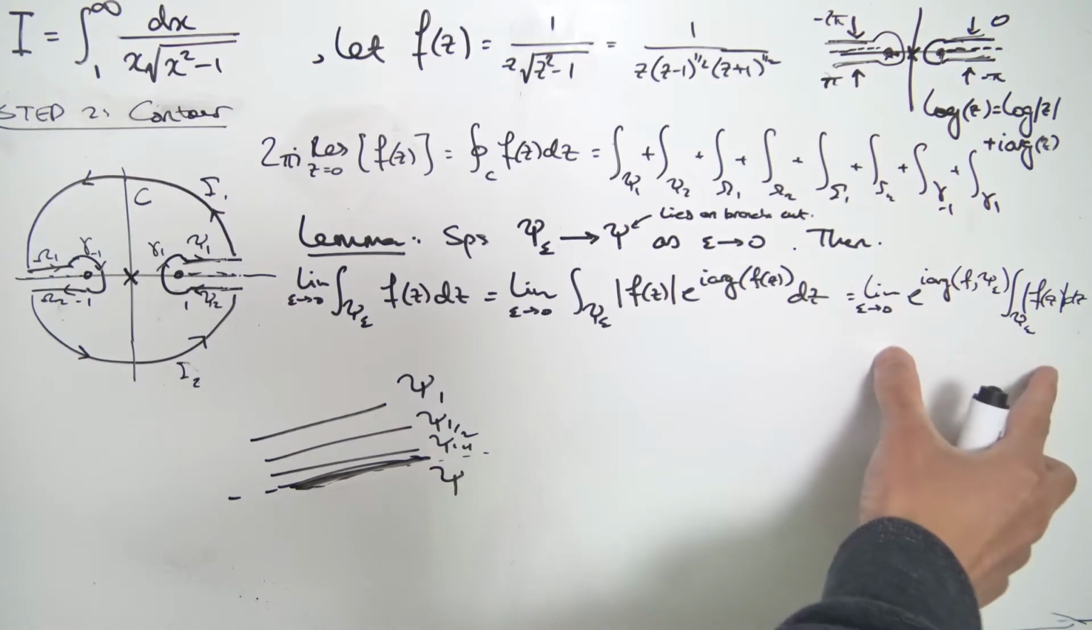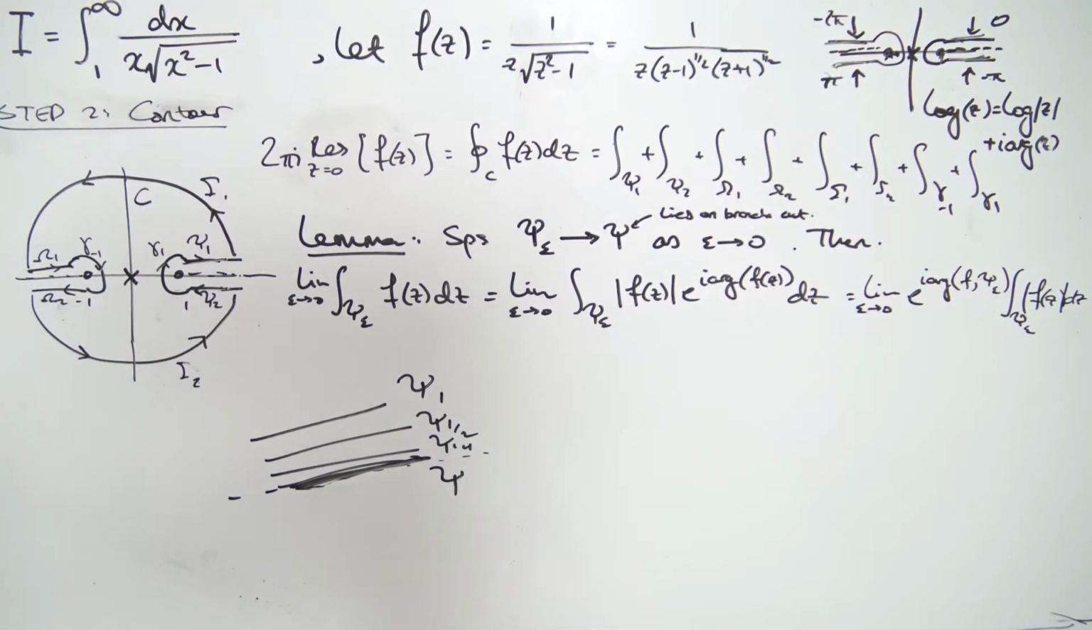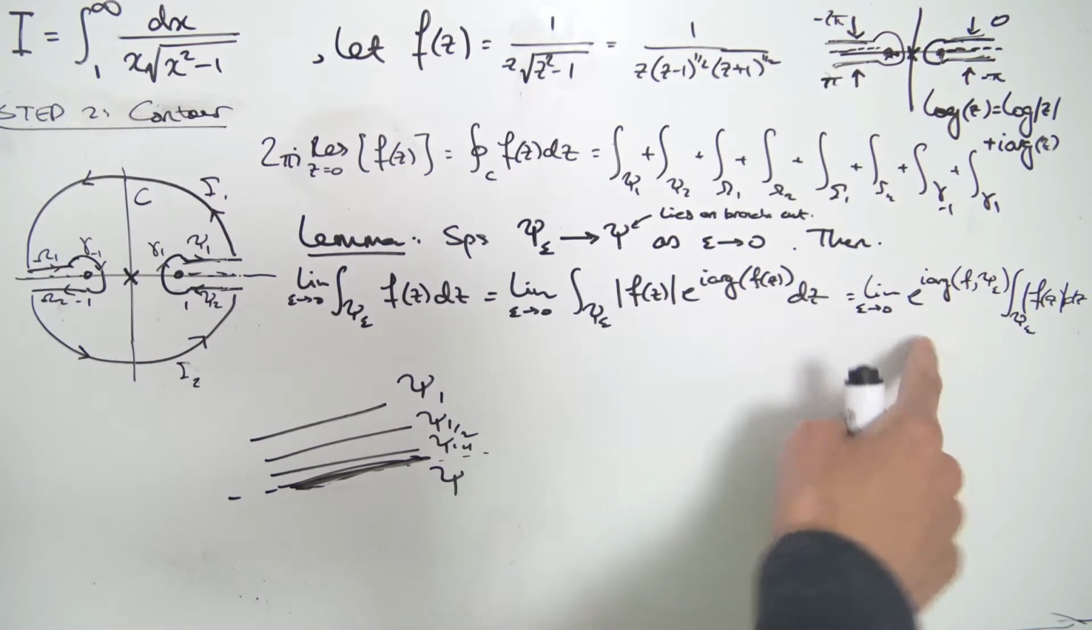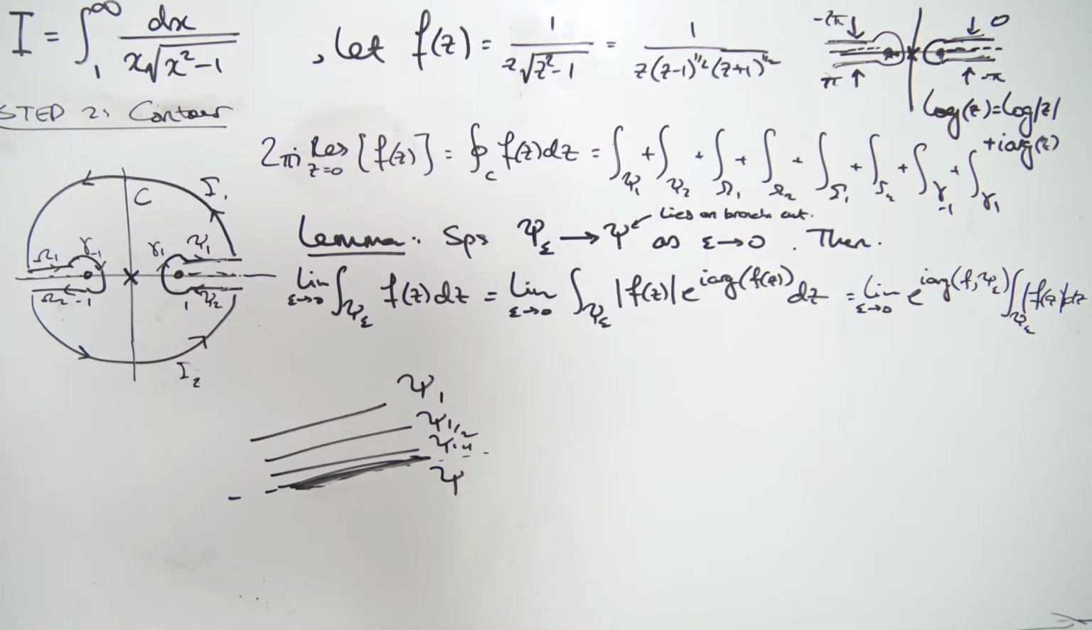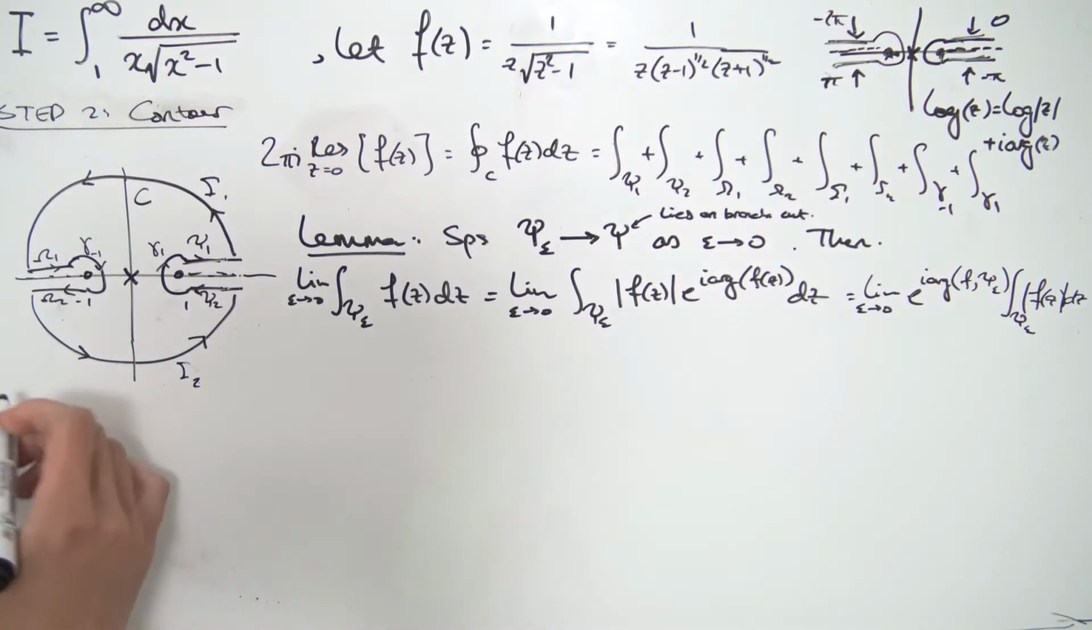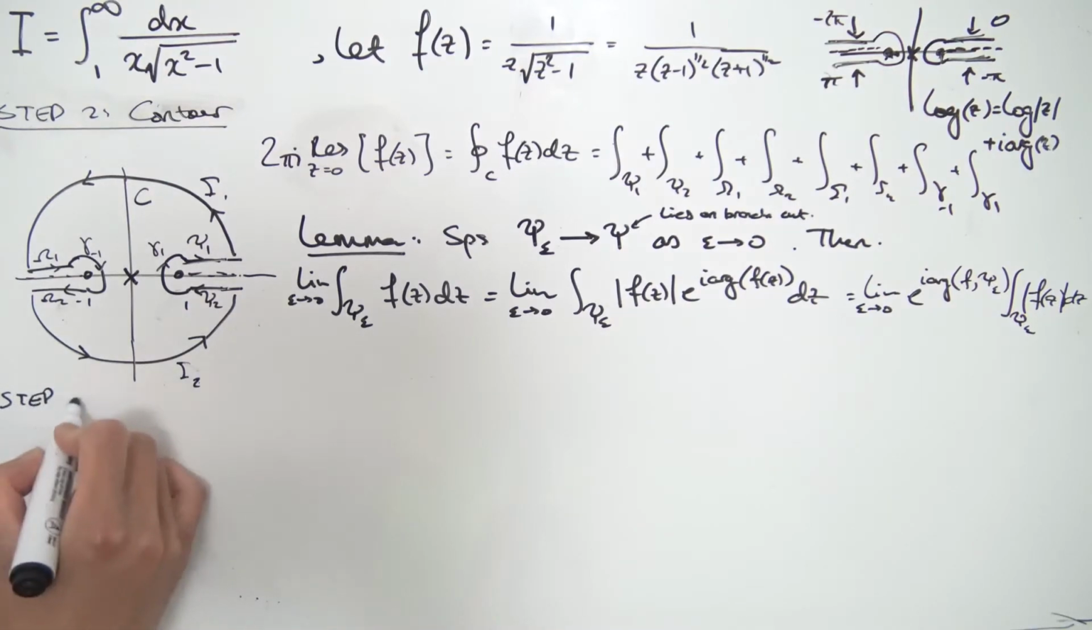I said this result will help us quite a bit, because we know what the argument of f approaches above and below the branch cuts. So that's the lemma I wanted to state. Let's go on to the next step, which is evaluating the contours.